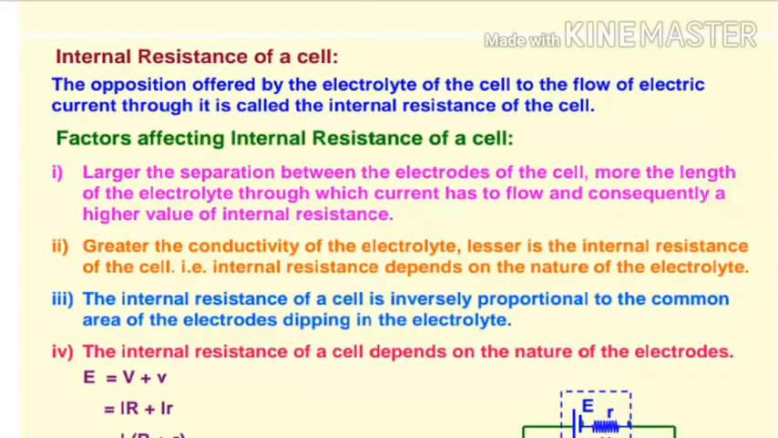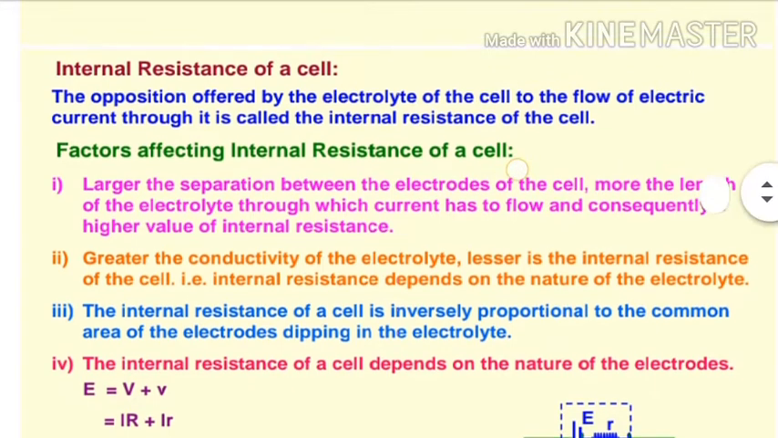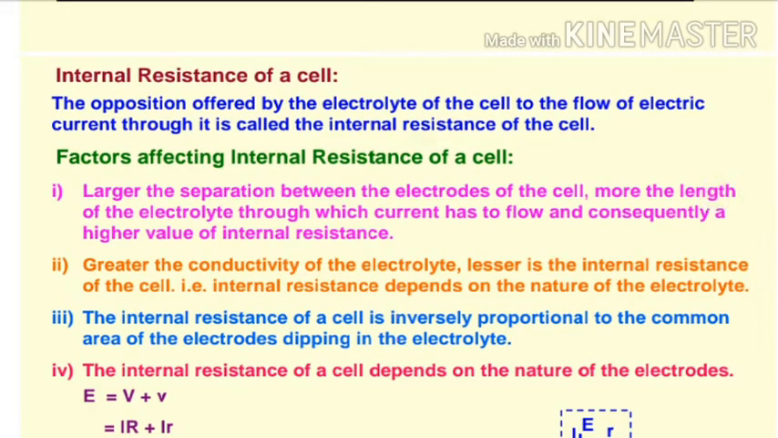Now come to the next topic, the internal resistance of a cell. What is the internal resistance of a cell? The opposition offered by the electrolyte of the cell to the flow of electric current through it is called the internal resistance of the cell. I repeat, the opposition offered by the electrolyte of the cell to the flow of electric current through it is called the internal resistance of the cell.